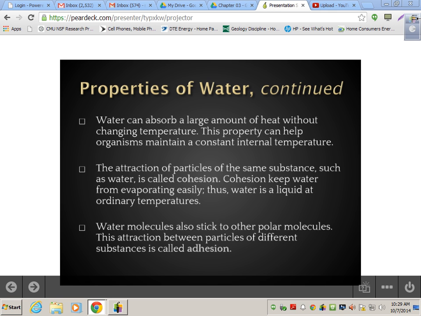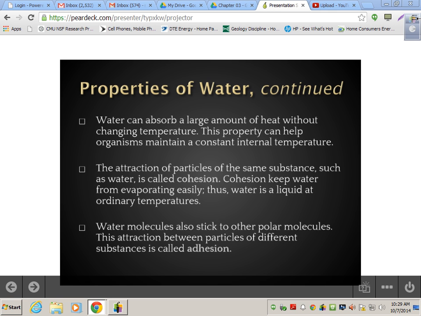All right, so water can absorb a large amount of heat without changing temperature. This property can help organisms maintain a constant internal temperature. Mr. Lorenz? All right. So water is able to retain its temperature in our bodies. That's very important. We love to maintain 98.6 degrees. If we fluctuate 4 degrees either way, we've got a serious problem, right? Brain cells start dying. That's not good.